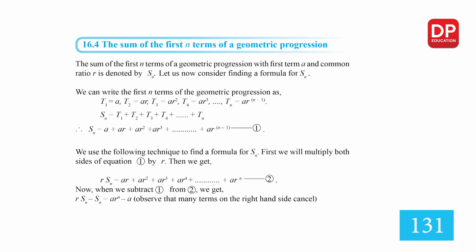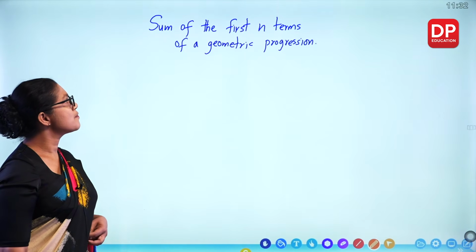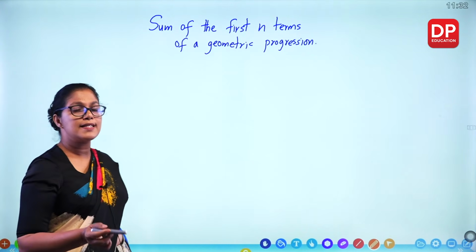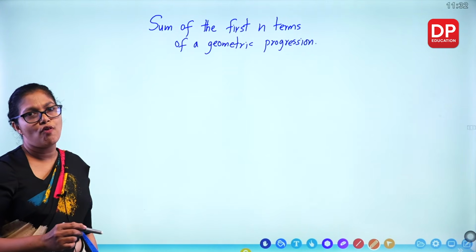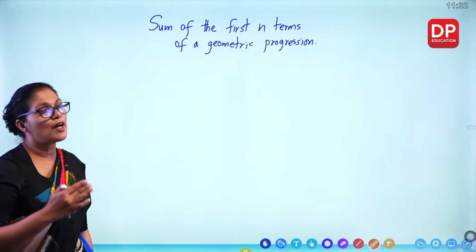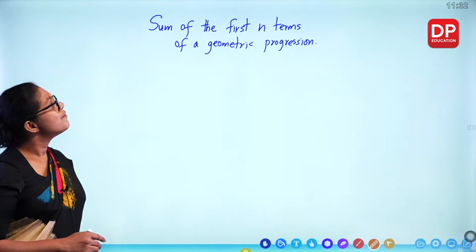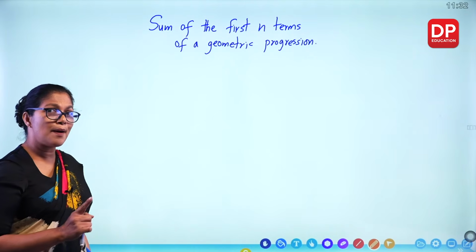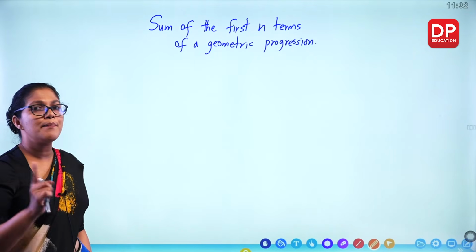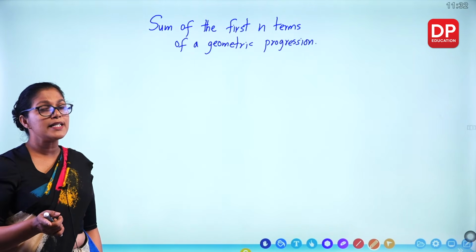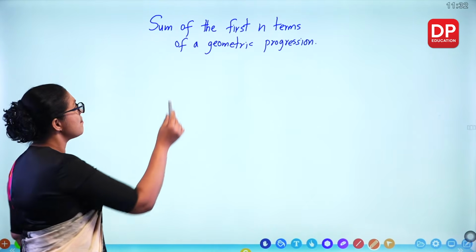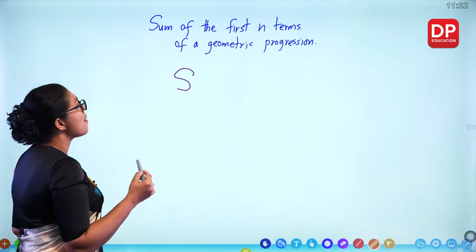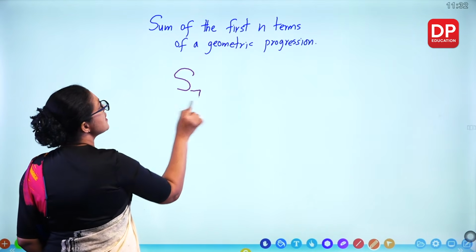Now we'll look at the sum of the first n terms of a geometric progression. Earlier we discussed the nth term formula. Now we need to find out the sum of the first n terms. So what's the symbol we use for sum? Can you remember from the previous grade? For arithmetic sequence we use the S symbol. S for sum. So sum of 7 terms.